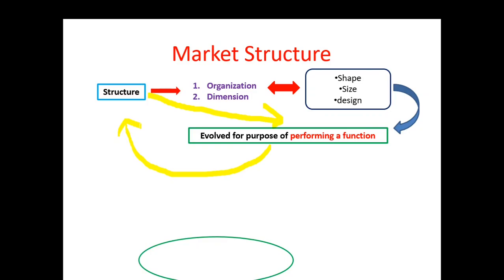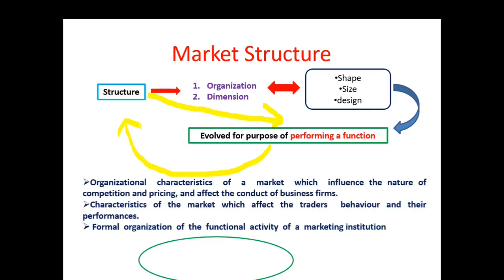Right? Clear? Next, the market structure refers to the organizational characteristics of a market which influence the nature of competition, prices, and affect the conduct of the business. So the market structure is the nature of a market which influences how competition is occurring in the market, how things are priced, and affects the conduct of the business in the market.